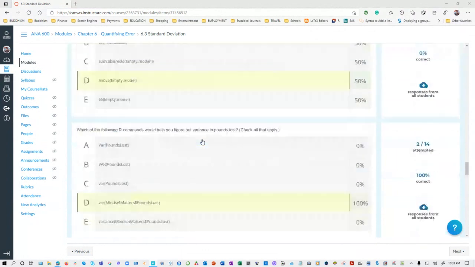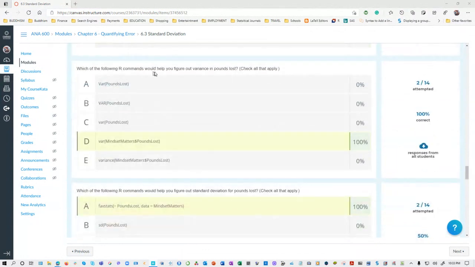So many ways. Then which of the following R commands would help you figure out the variance in pounds lost? Not this one. We will have to go to this one and then find that one. Mindset matters and pounds lost and the variance. No, you cannot put variance. You cannot just go to pounds lost. You have to go to the data set. Not this way. Make sure you use all lowercase.